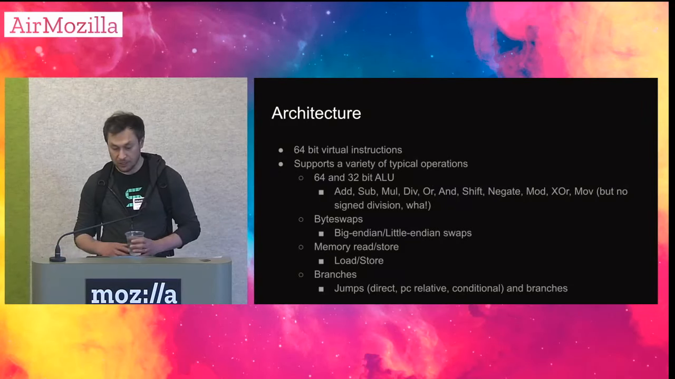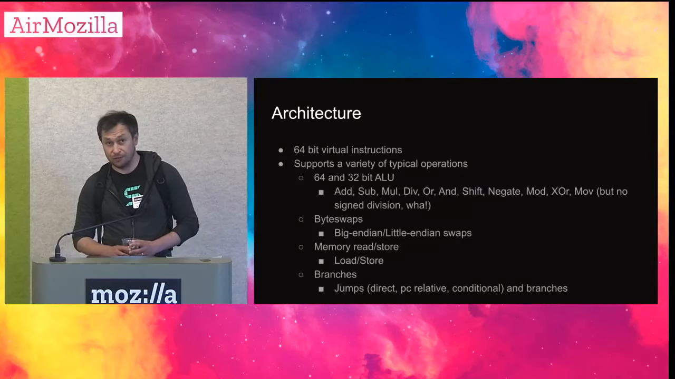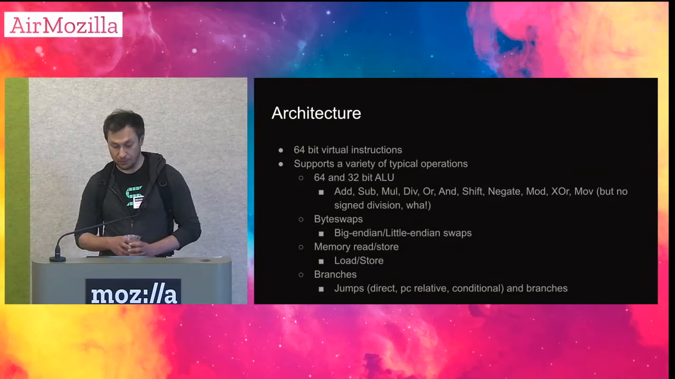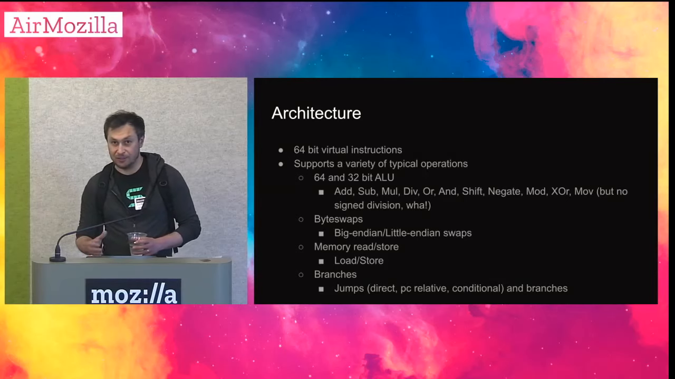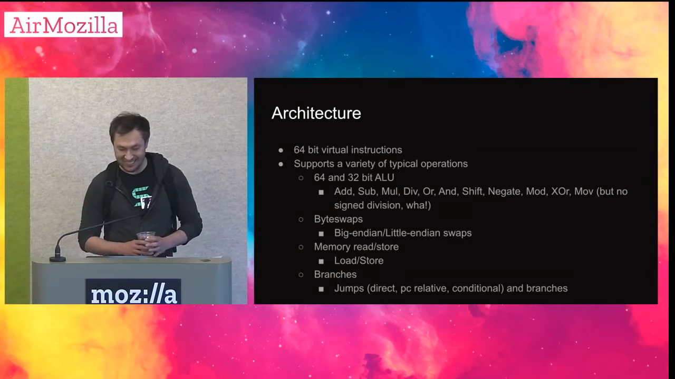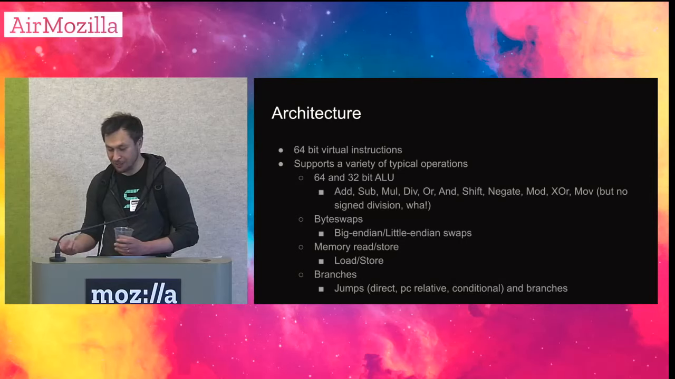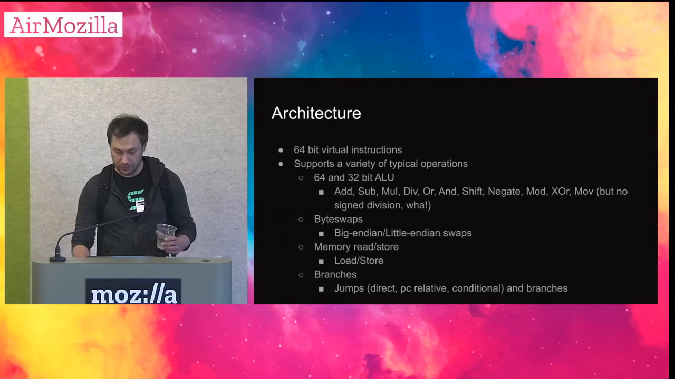So what's the architecture? Despite the name of being Berkeley packet filter, it's a full 64-bit virtual instruction set. It supports 64 and 32-bit ALUs: add, sub, mul, div, but funnily, no signed division. Signed integer division is complicated, I guess. But it has byte swaps, load and store, and jumps. So basically a full Turing machine.